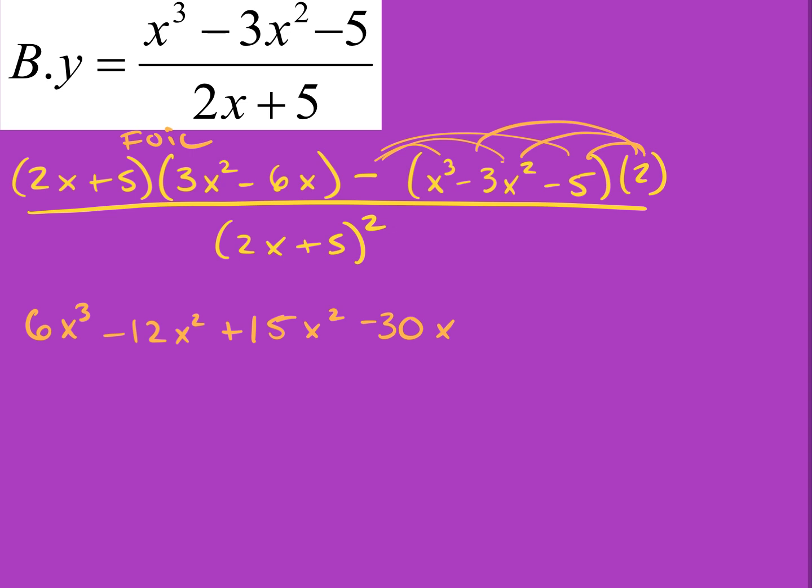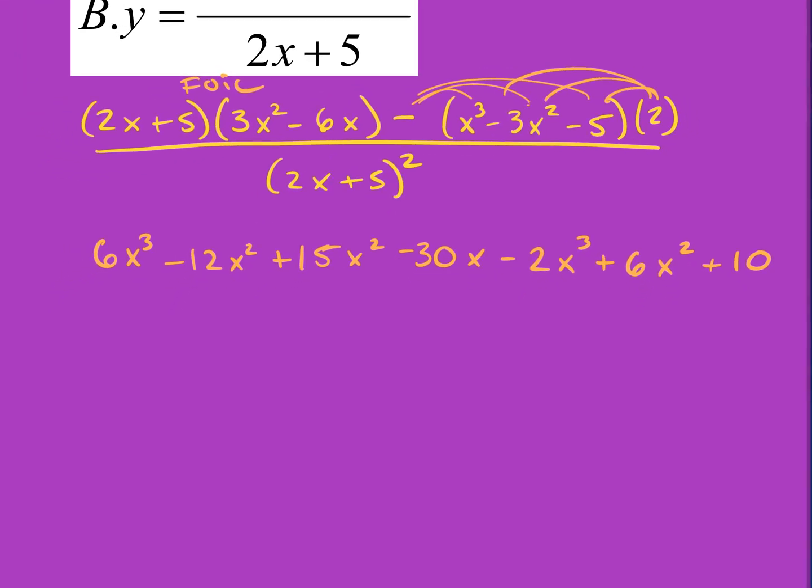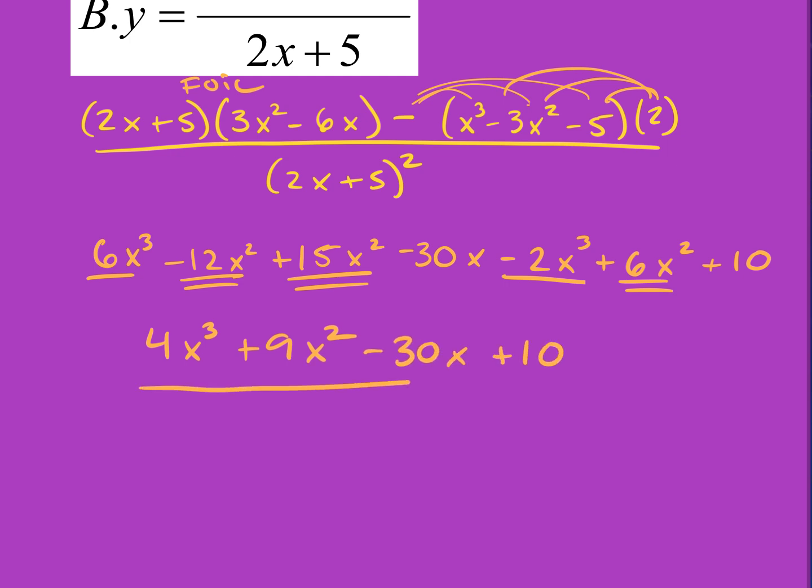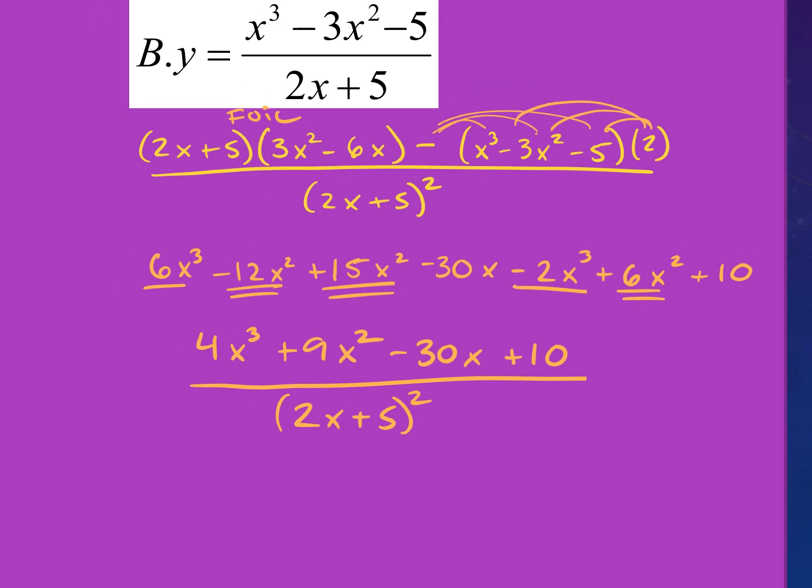All right, so then negative 2x cubed plus 6x squared plus 10. I'm going to combine my like terms. So 4x cubed. Then we have our x squareds would be 9x squared minus 30x plus 10 over 2x plus 5 squared. This would be our derivative.